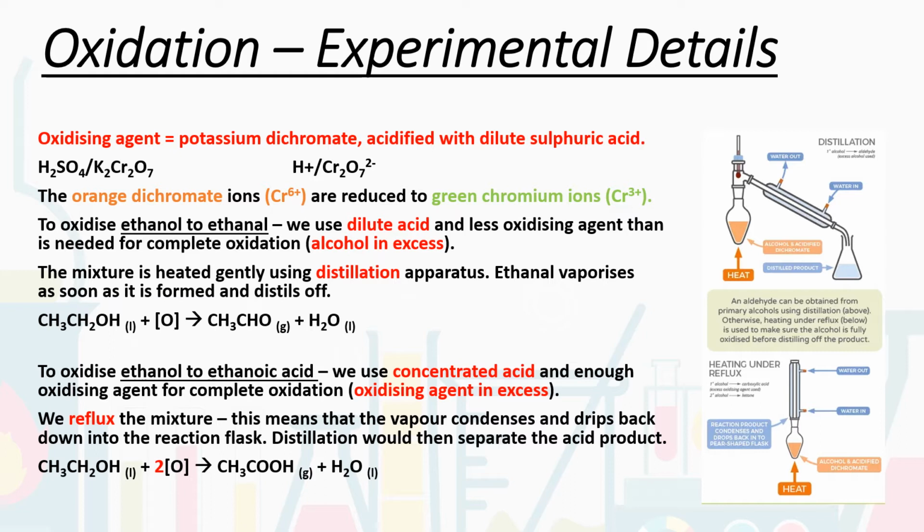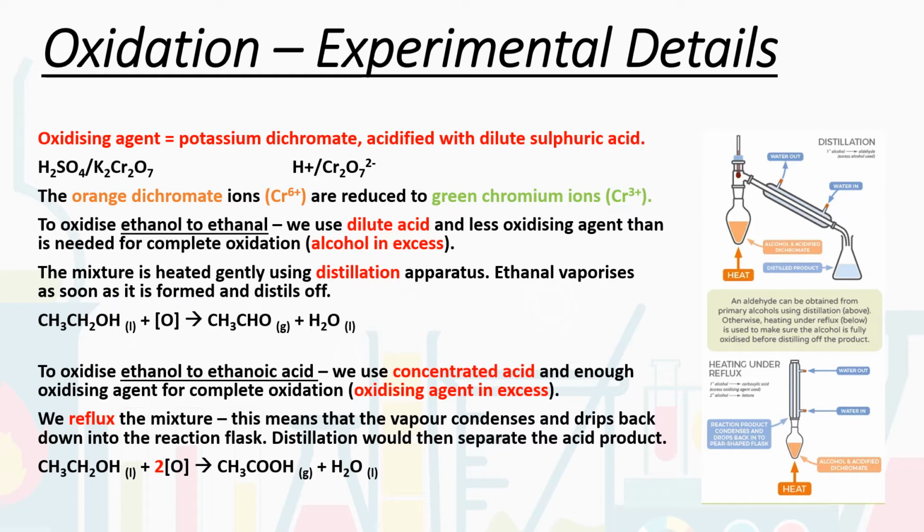So we can either write it as a full expression, H2SO4/K2Cr2O7, or as a slightly simplified ionic expression, H+/Cr2O7 2-. It doesn't really matter which way you write it down as long as you're consistent. Now, in our dichromate anion, our Cr2O7 2-, the chromium is actually in a +6 state. It's chromium 6+, and these ions are orange coloured.